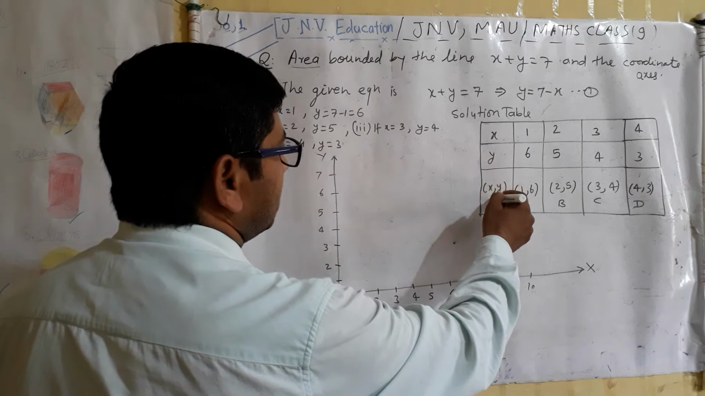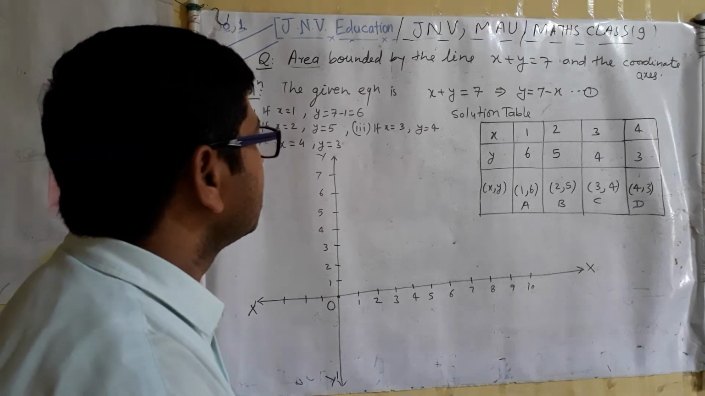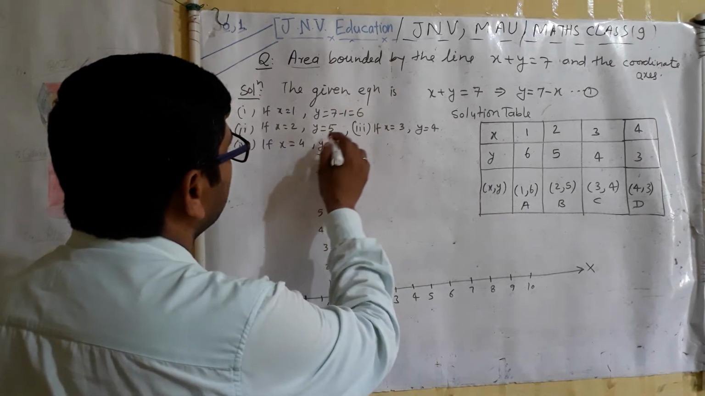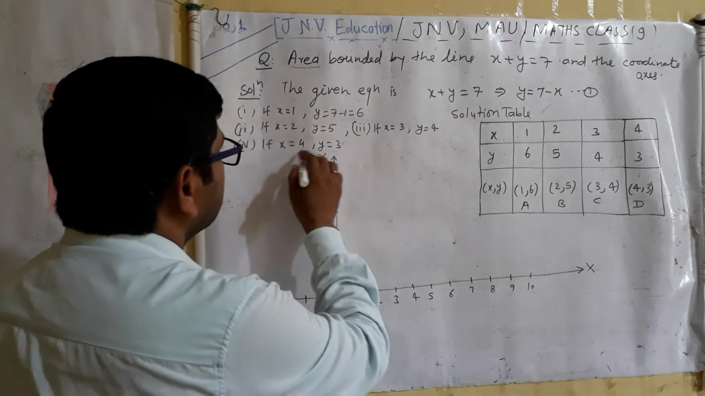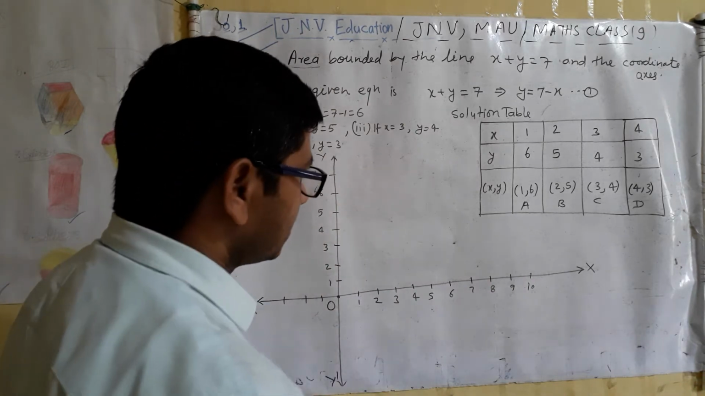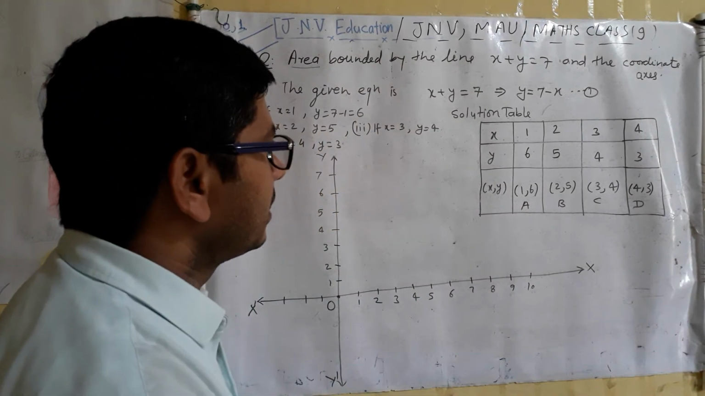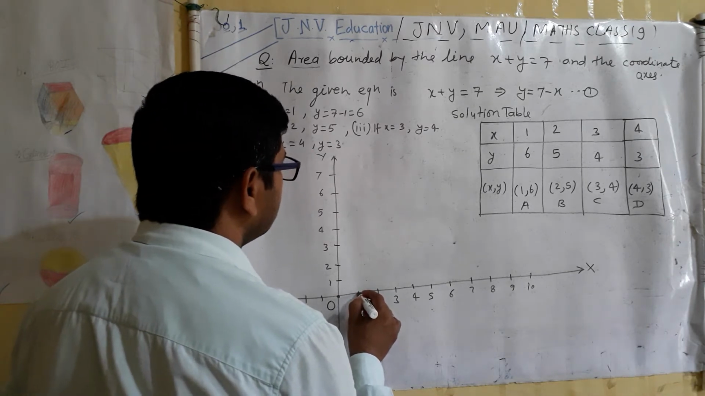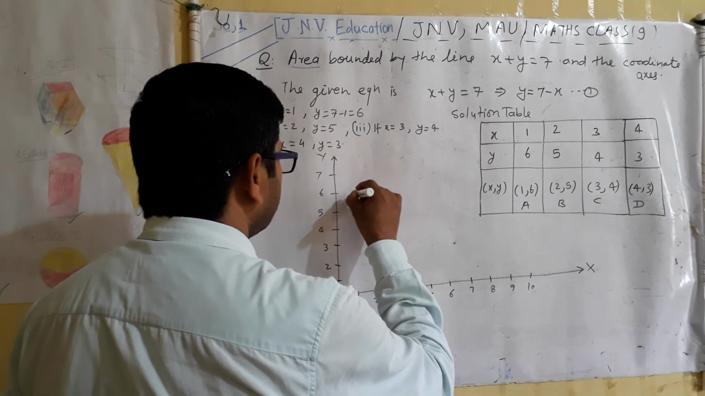This is x, y, this is the coordinate, and the coordinates are given as points A, B, C, D. If x is equal to 1, value of y is equal to 6. If x is equal to 2, value of y is equal to 5. If x is equal to 3, y is equal to 4. If x is equal to 4, y is equal to 3. So now this is your Cartesian plane, coordinate axis. So let us plot the first point A, that is 1, 6. So 1 unit is positive, so on the x-axis 1 and 6 units along the y-axis. So this is your point.